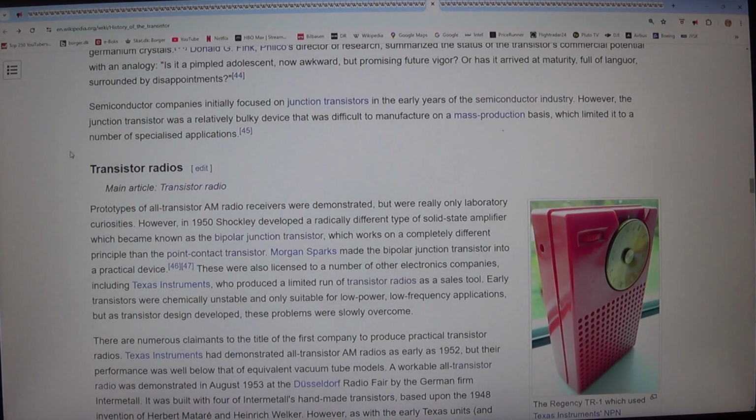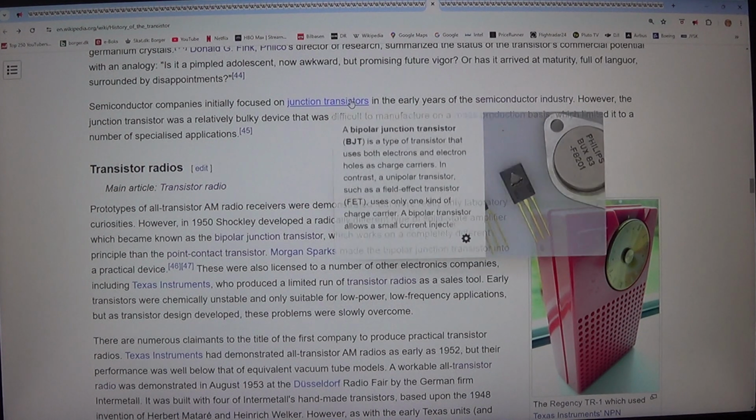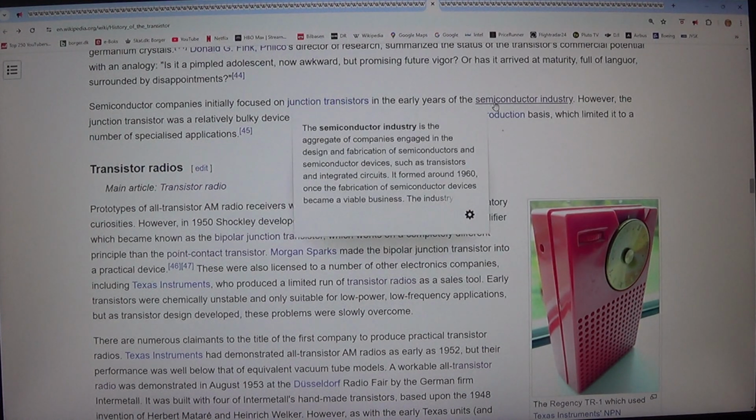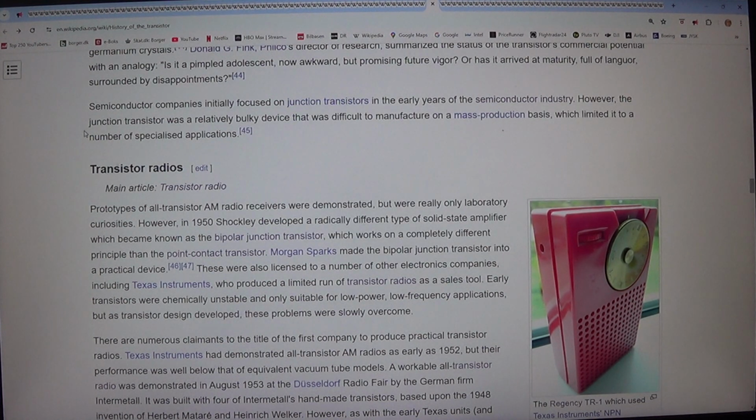Semiconductor companies initially focused on junction transistors in the early years of the semiconductor industry. However, the junction transistor was a relatively bulky device that was difficult to manufacture on a mass production basis, which limited it to a number of specialized applications.